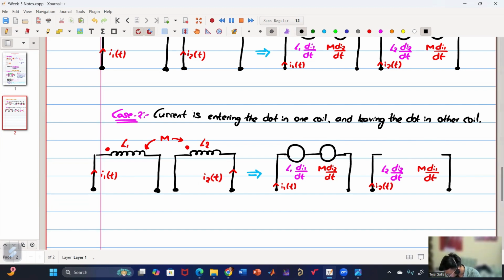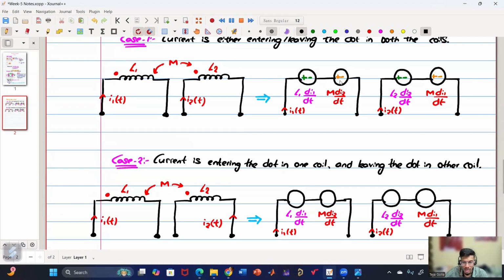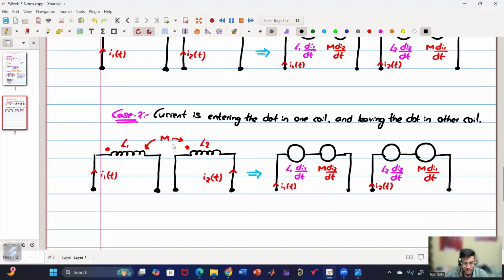Because of the dot, now we know what the polarity will be because of the mutual inductance. Say if current is entering both the dots, then the mutual inductance will have the positive effect, so that side will have the positive terminal. But if the current is entering one dot and leaving the other dot, then it will have some other effect.